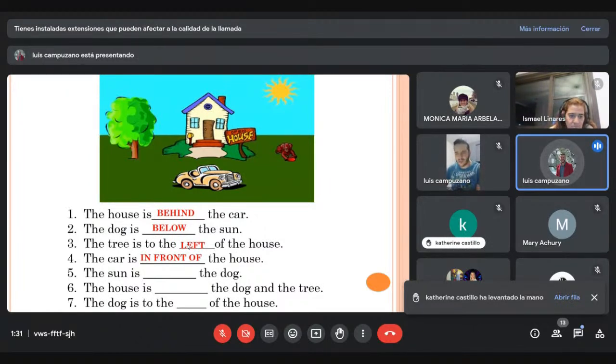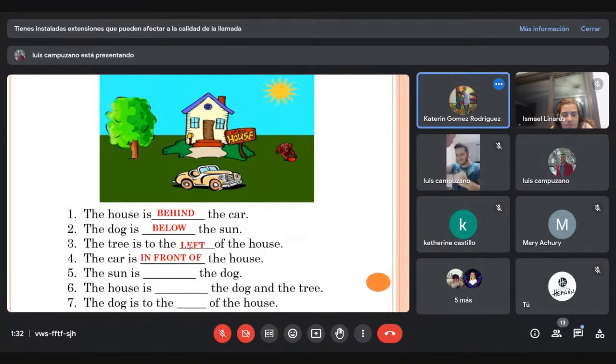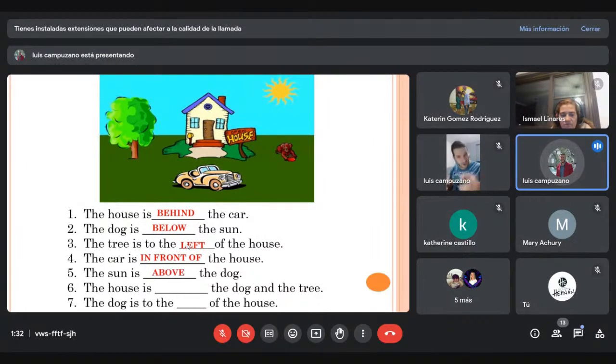Miss Catherine Gomez, what do you think here with number 5? The sun is the dog. What do you think? Which preposition? You know what we want to say. Take your time. The sun is above the dog. That's correct. The sun is above the dog. Very good. That's not an easy one. You did very well. Thank you very much.